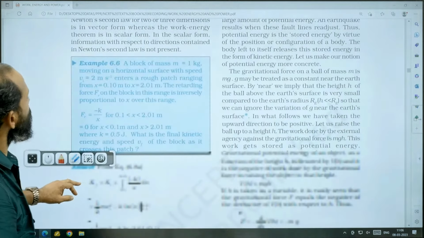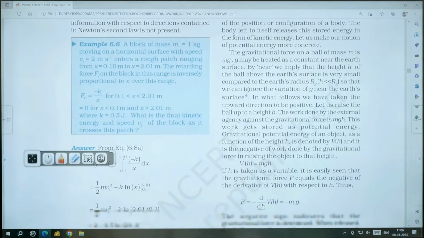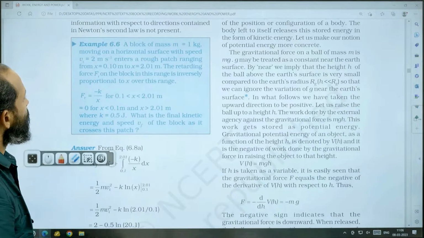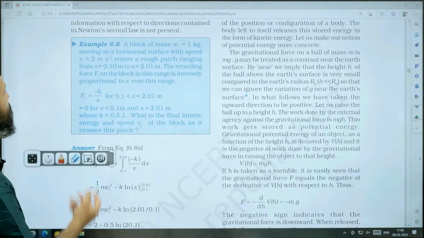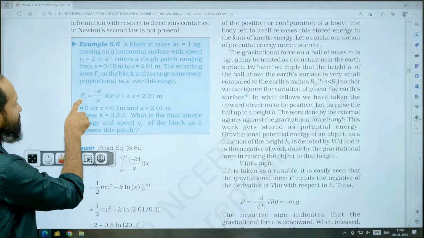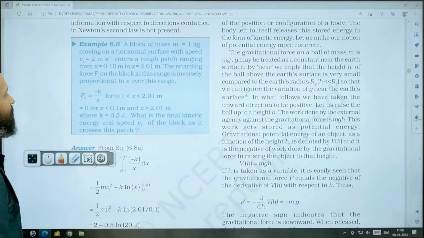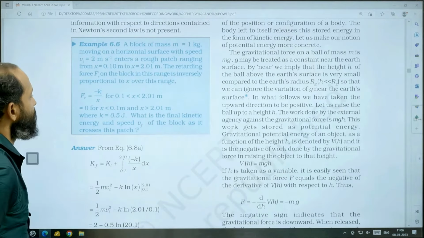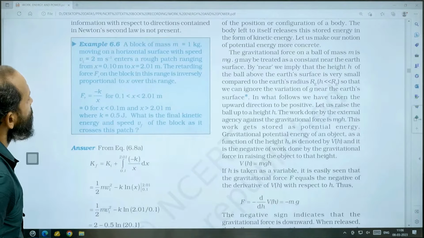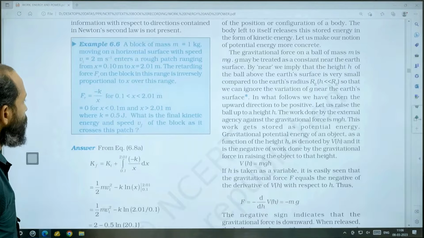Now let us move on to another exercise based on a variable force problem, which is a position-dependent one. A block of mass 1 kilogram, with initial horizontal speed 2 meter per second, enters a rough patch ranging from 0.1 to 2.01 meter. A retarding force is acting on it. The retarding force varies with position as minus k by x, where k is some constant. K is given as 0.5. You can follow this rule for force.